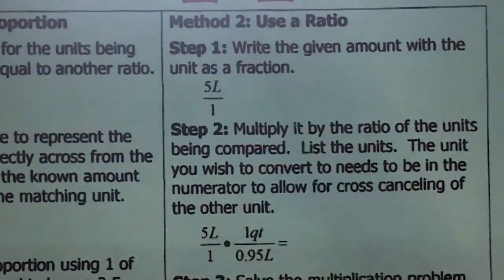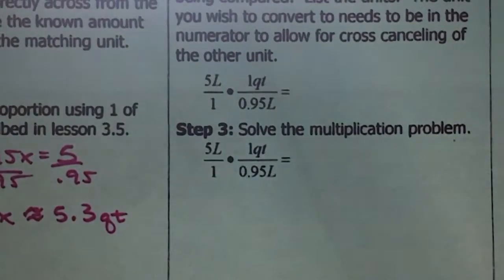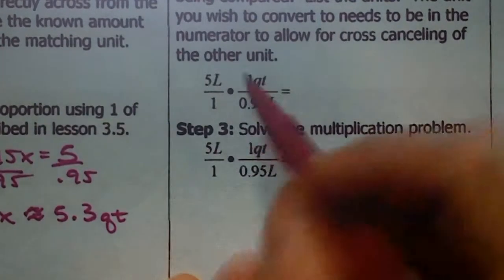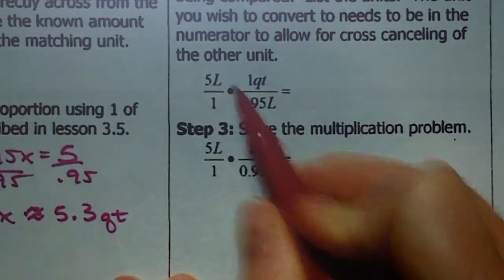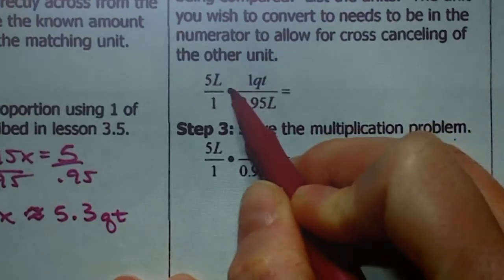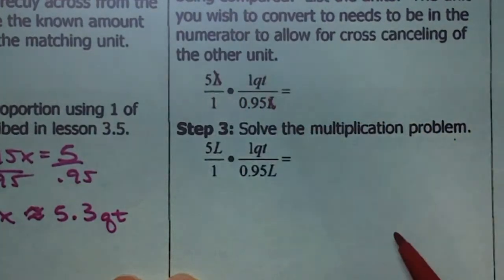I'm trying to go from liters to quarts. And you'd already seen in the first lesson in this chapter when we took 6 hours times $5 per hour, we canceled out the hours. I want liters to go away, so that means that the unit liters needs to be in the bottom so that I can cross cancel that unit.